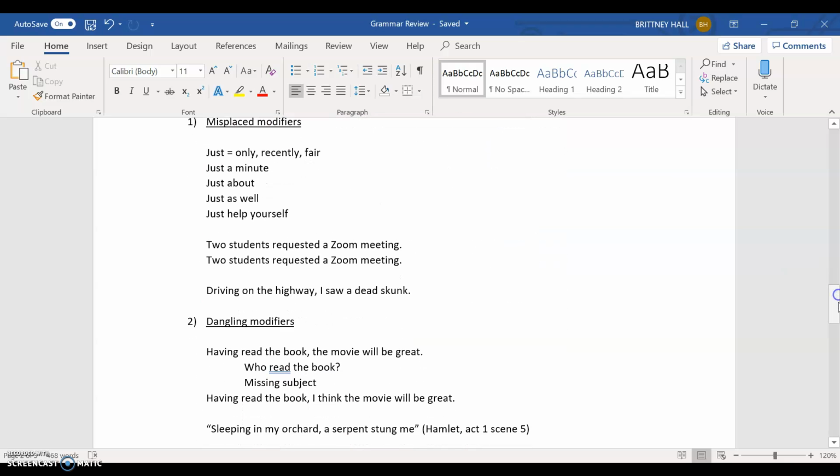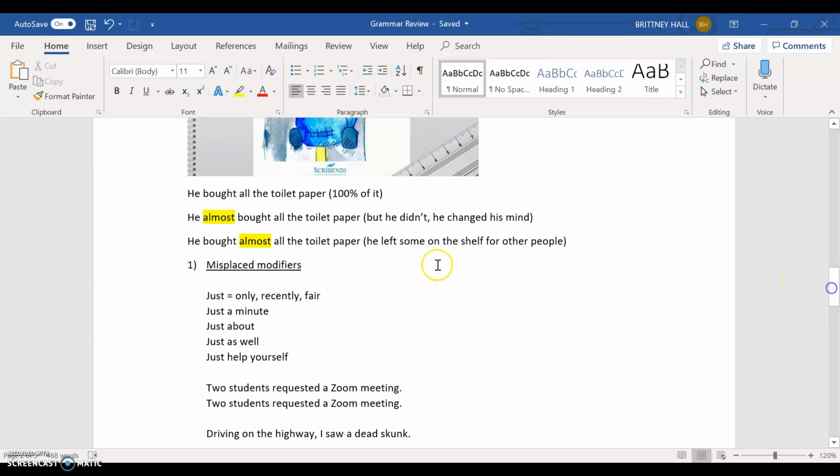All right. So we have two main categories of modifiers. There's the misplaced modifier, which is a modifier that is in the wrong location. And along with almost, other words that can do that are just. So keep in mind, the word just has a few different meanings. We have only, recently, or fair. We can say just a minute, just about, meaning approximately. Just as well means it's okay, it's a good thing. And just help yourself means you're welcome, like welcome to it. Go ahead.